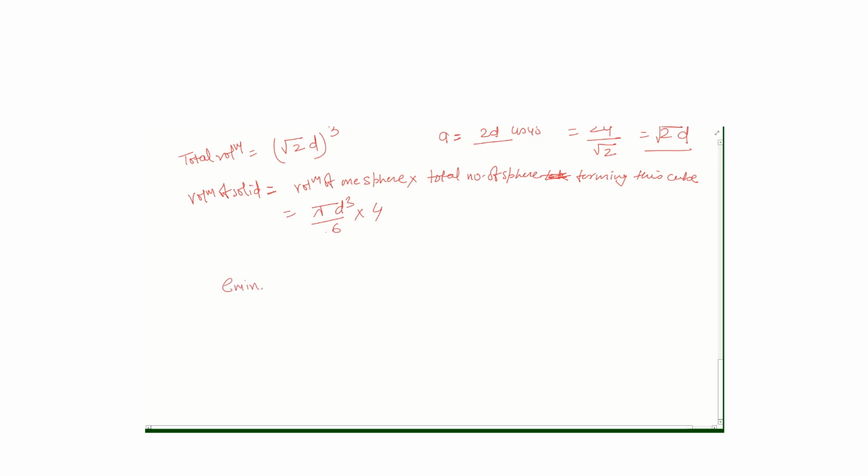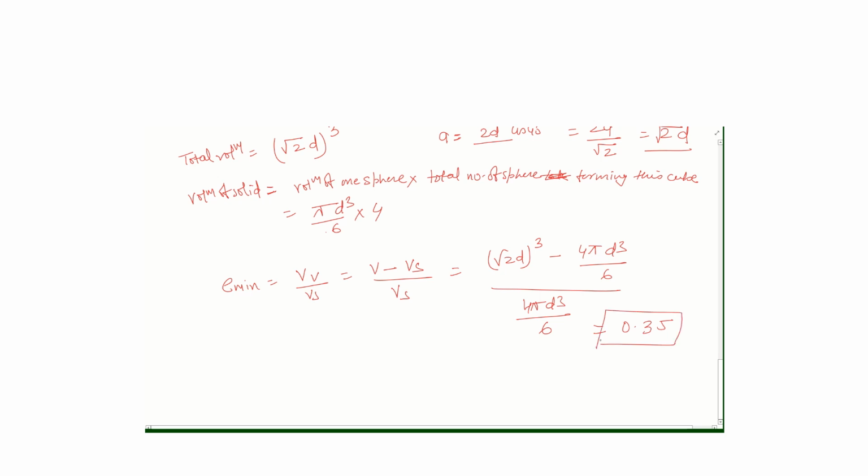So e minimum is again what? Volume of voids by volume of solid. This is nothing but total volume minus volume of solid, divided by volume of solid. Total volume is root under 2d whole cube minus volume of solid, which is 4 pi d cube by 6. If you calculate, the void ratio is going to be 0.35.